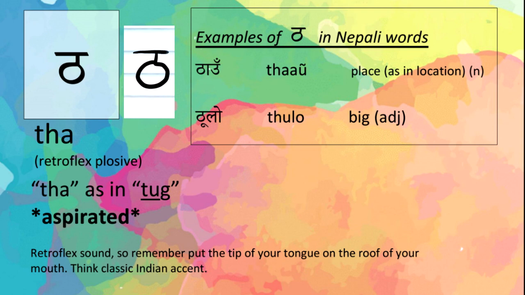Next we have tha. A reminder that although I have romanized it as tha, it's not actually the English th sound, th, as in thank you. It's the same as the previous letter, a retroflex ta, but it's aspirated, so air comes out, tha. Examples of tha are town, which means place, as in a location, and tulo, which means big.